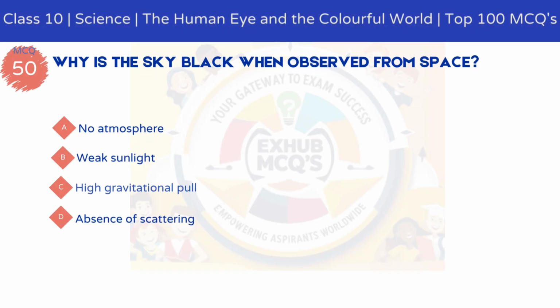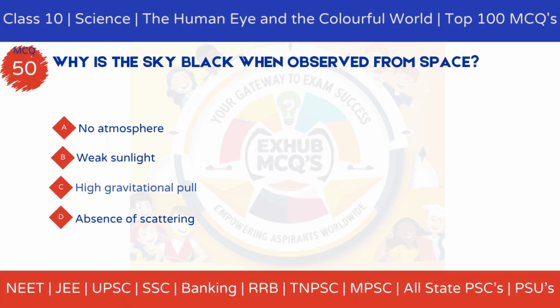Why is the sky black when observed from space? Option A, sunlight is weaker in space. Option B, no scattering in space. Option C, blue light is absorbed. Option D, atmosphere blocks sunlight.